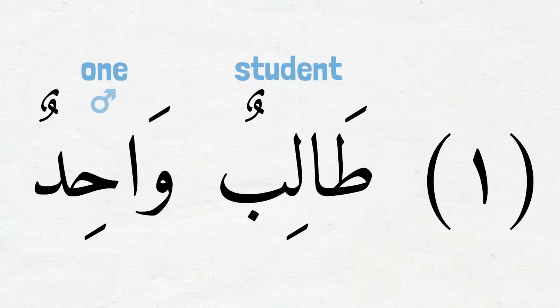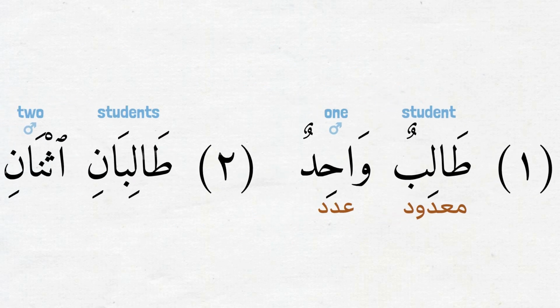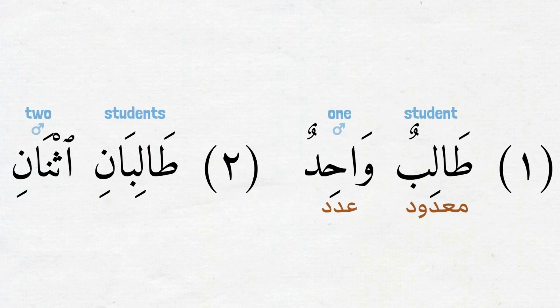In the first example, طالب واحد, what do you think is the عدد? واحد, right? And the معدود, the ism being counted, is طالب. In the second example, what would be the معدود? The معدود is طالبان. Very good. And the عدد, the number, is اثنان.